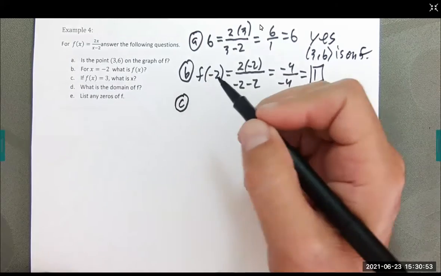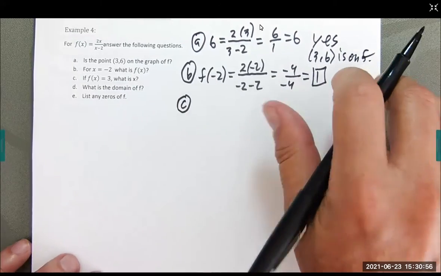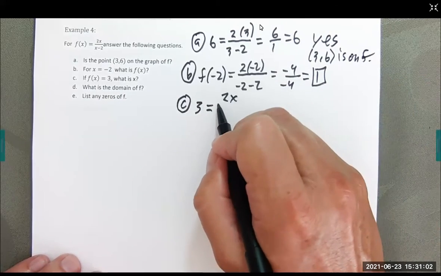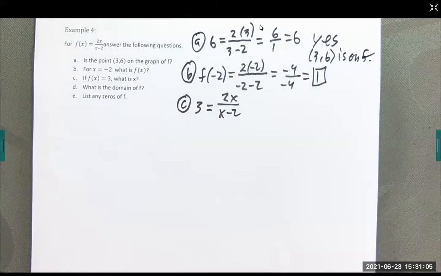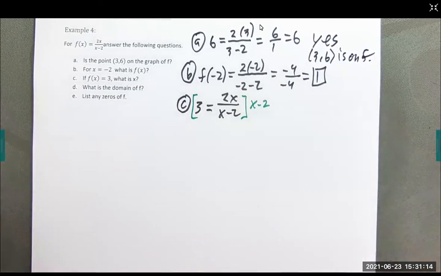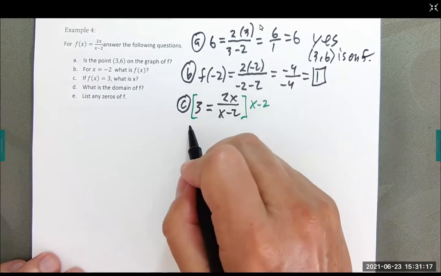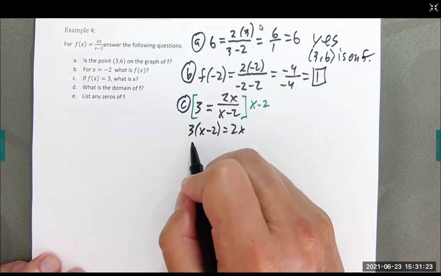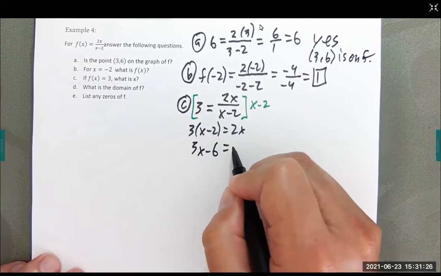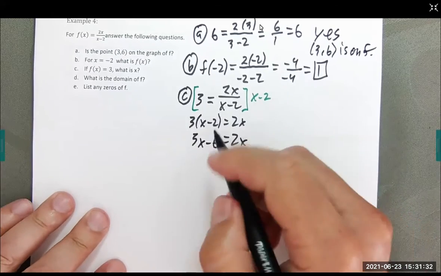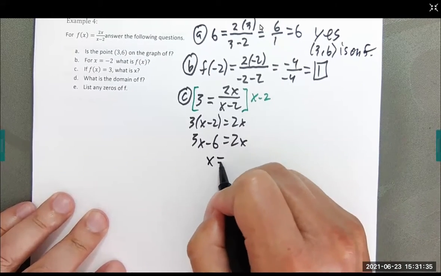Part C. If f of x is 3, what is x? So now we're going the other way. So if this equals 3, we have 2x over x minus 2. So now I have an equation I have to solve for. So I'm going to go ahead and multiply through by the LCD in this case, which is x minus 2. Distribute the 3, 3x minus 6 equals 2x. And if I add the 6 over and subtract the 2x over, I get x equals 6.